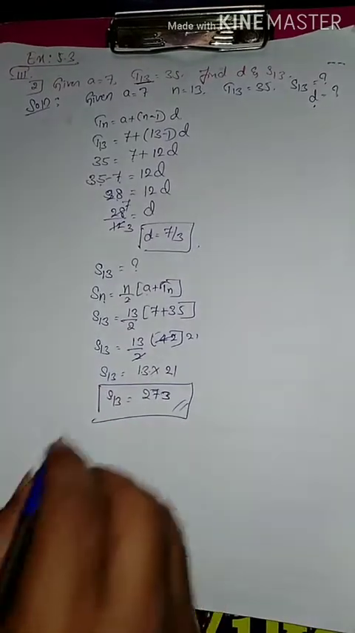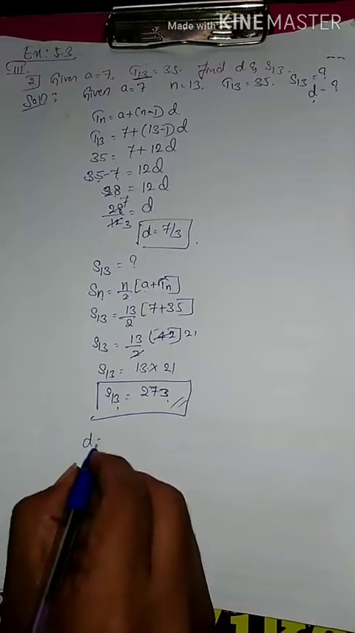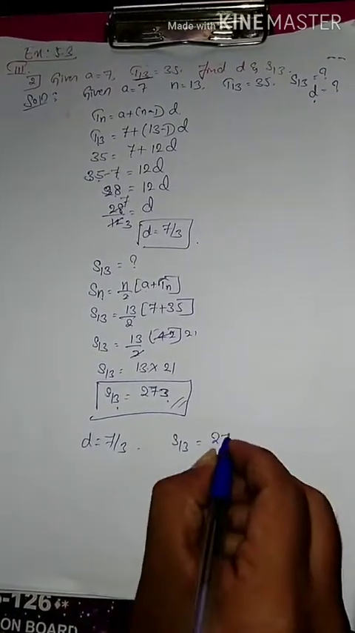273. Therefore S13 is equal to 273. Hence the value of common difference D is 7 by 3 and the sum of first 13 terms is 273. And next, exercise number 5.3, third main, third example.